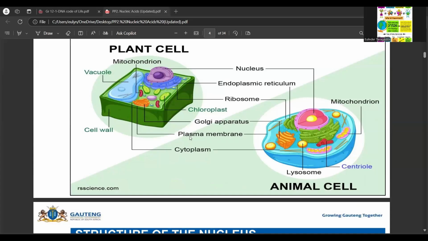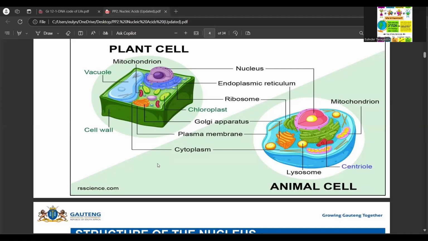But when we talk about the DNA, the code of life, we are mainly concerned about the nucleus, and also we'll be concerned about the ribosome. And also there are other parts where we find the DNA. So this is just a recap on the animal cell and the plant cell.